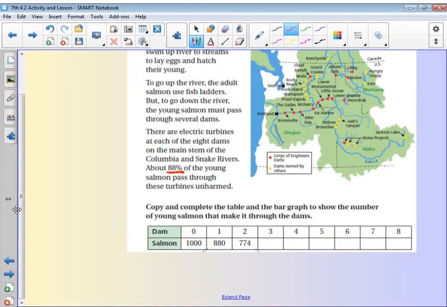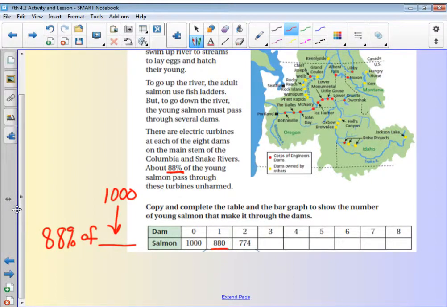To work through our table, using what we learned from last section, we want to figure out 88% of the number that survived. We start out with 1,000 to begin with, so we're going to put 1,000 in this spot. Remember we have to change our percentage to its decimal form, so 0.88 times 1,000, because of means times, gives us the 880 that I have here on the table.